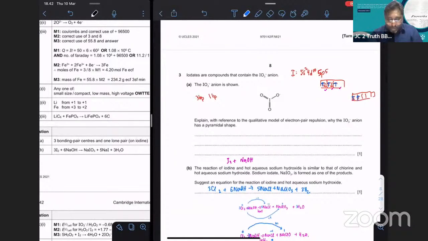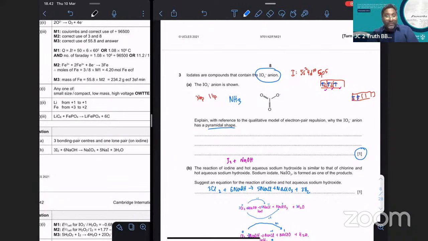Now, iodates are compounds that contain this anion. The shape of the anion is to be explained with reference to the qualitative model of electron pair repulsion. Why? This one contains a pyramidal shape. This one, no need to go in detail. This is only one mark. If you have pyramidal shape, pyramidal shape is going to be ammonia, right? Same shape as ammonia.